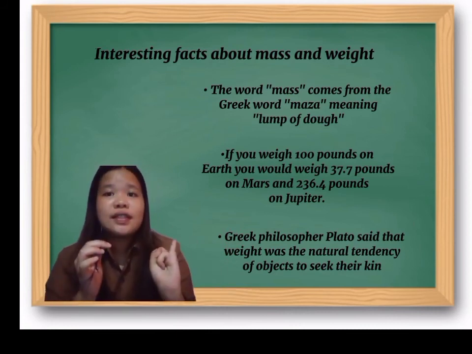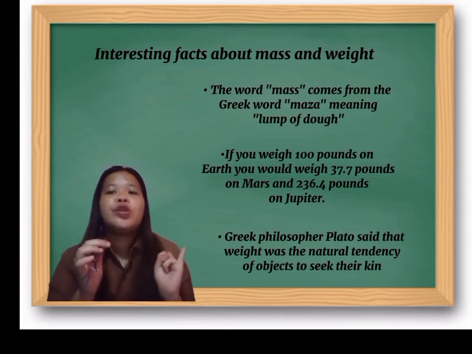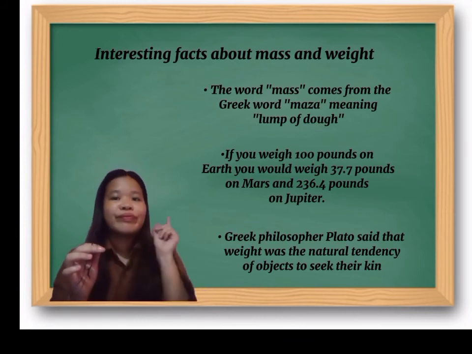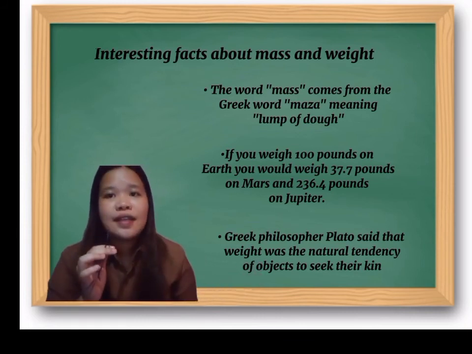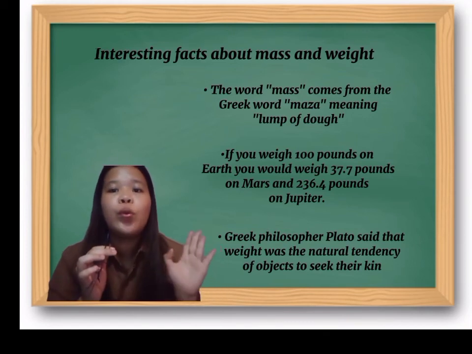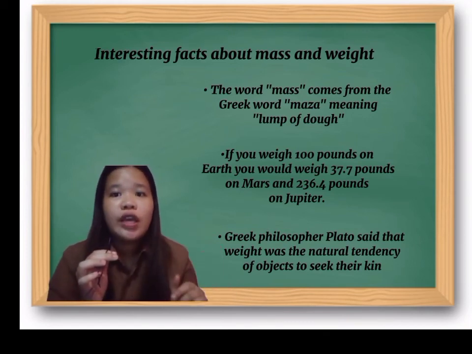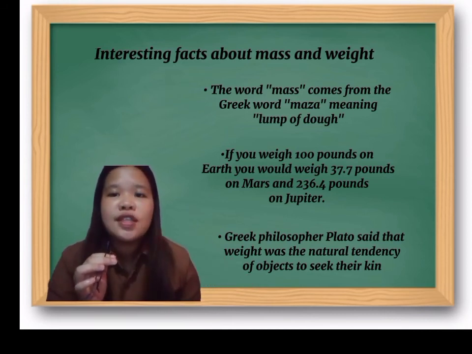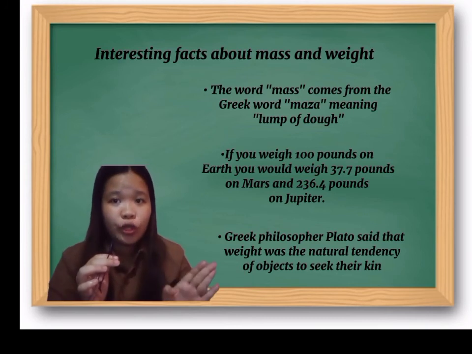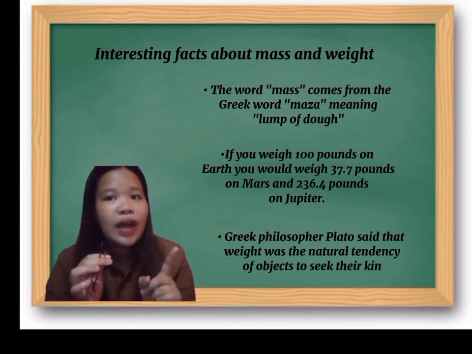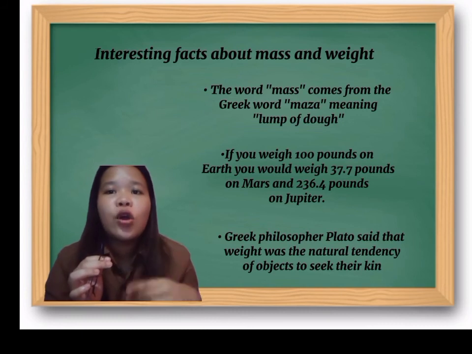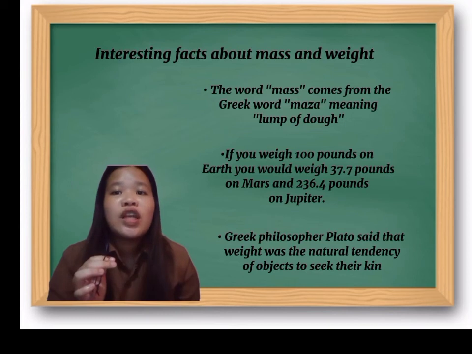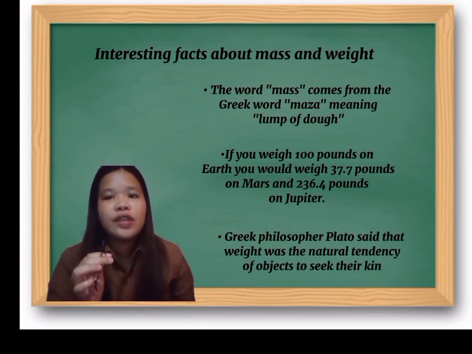The first is that the word mass comes from the Greek word massa, meaning lump or dough. The second interesting fact about mass and weight is if you weigh 100 pounds on Earth, you would weigh 37.7 pounds on Mars and 236.4 pounds on Jupiter. And the last interesting fact about mass and weight is that according to Greek philosopher Plato, weight was the natural tendency of objects to seek their kin.